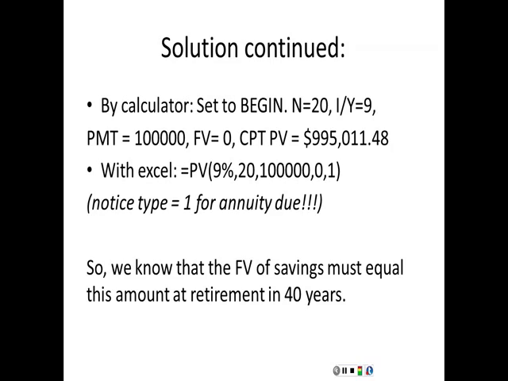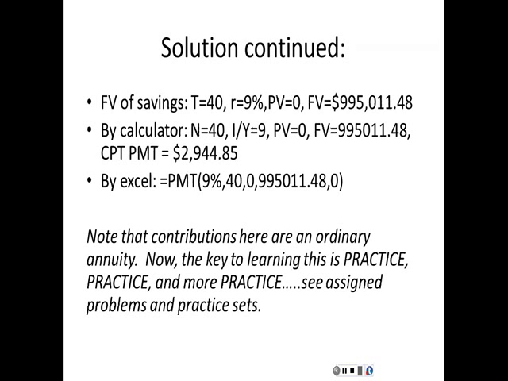So to finish this problem, we now know we need almost $1 million the day we retire. So my savings has to reach that amount. So to solve for the savings, we just recognize that it's an annuity. We're going to make yearly contributions for 40 years. It'll earn 9% a year, and they have to reach a future value of $995,011. Plug it into the calculator. We get N is 40, I is 9, present value is 0, future value $995,011, and compute the payment, which is $2,944.